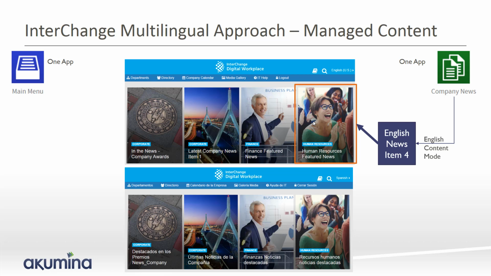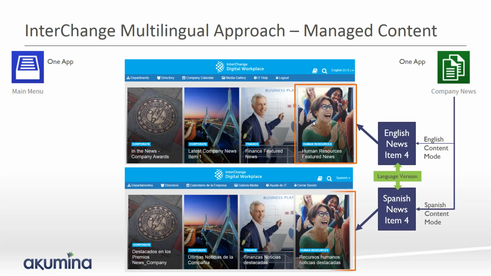I can actually create it in any language first. It doesn't have to be English. But I create the news article in English. I then create the language version, and that automatically creates now the placeholder in Spanish that I can then translate. And once again, these two items are related to each other so that I can bounce back and forth in the content editor for editing of these languages.